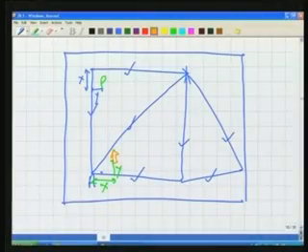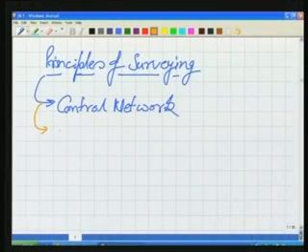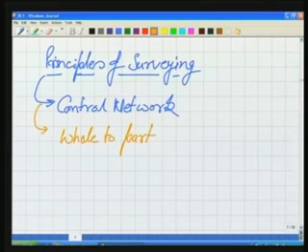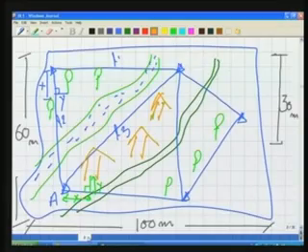Now, some principles which we must follow and keep in our mind always. One principle is working from whole to part. This is a very important principle, working from whole to part. What is the meaning of this? As we saw here, first we mapped the skeleton of the area. First we mapped these distances. We didn't go to the individual features. We didn't start measurements from individual features, individual trees.